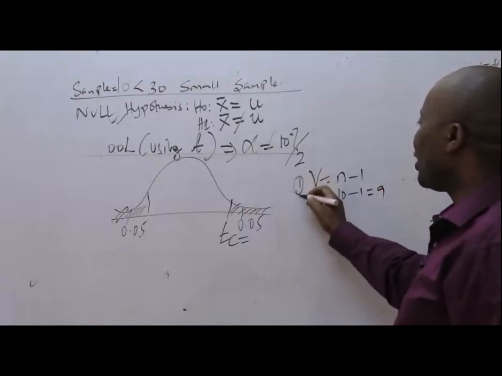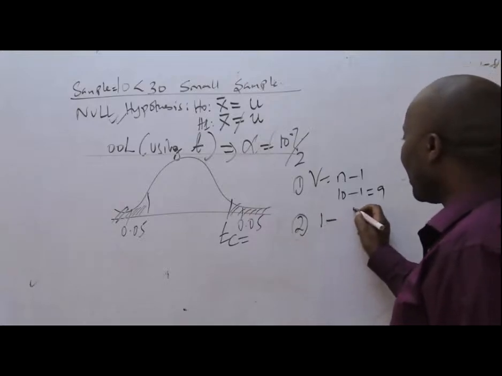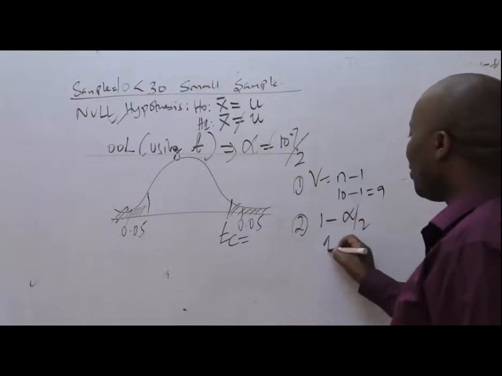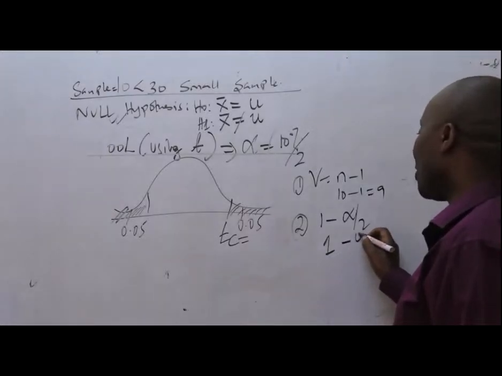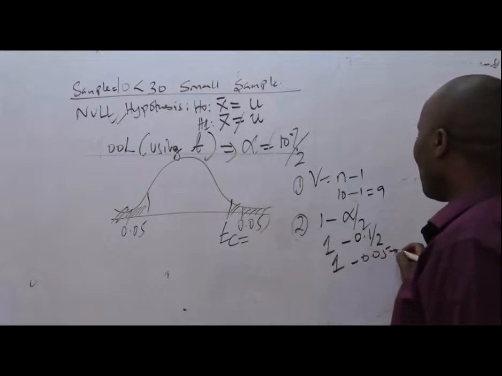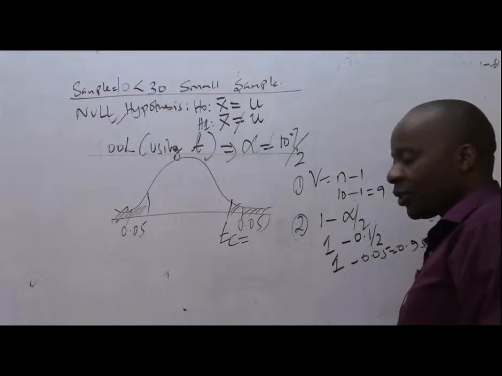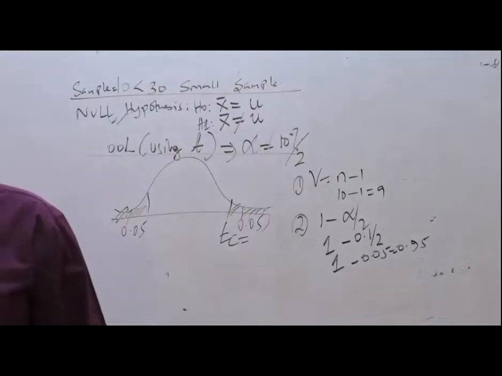And then number 2, the other thing that you need for you to be able to read the T table, you need what we call 1 minus alpha over 2. So it will be 1 minus alpha, this time round we took 0.1 over 2, which will be the same as 1 minus 0.05, which will be 0.95. So please go to your table and look for 0.95.